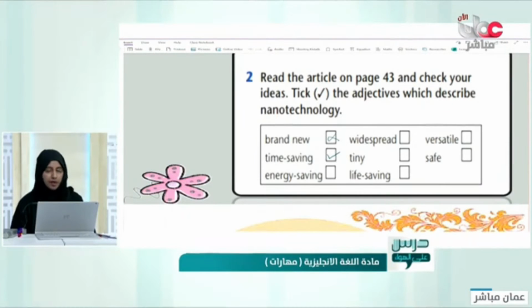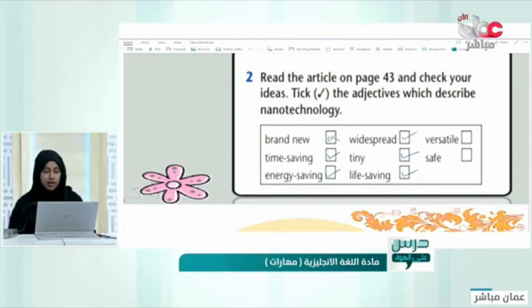Energy saving? Yes, excellent. It's very important to reduce electricity and energy in general. Okay, widespread? Yes, now many countries depend on nanotechnology widely in many places. So widespread means what? Located in many places, so widely. Tiny, yes, as we said from the beginning, very, very small. And all of you know that very small means tiny. Life-saving, yes. How? Because we said some countries depend on nanotechnology to treat some diseases, to save people's lives.